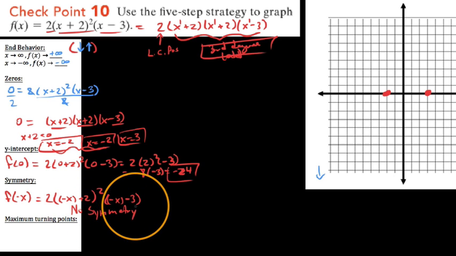Okay, and then turning points, because it's third degree, we say it's 1 less than that, so we say at most 2. So again, we can get an idea that our graph probably comes up, touches here, turns back around, and then comes back up through here.